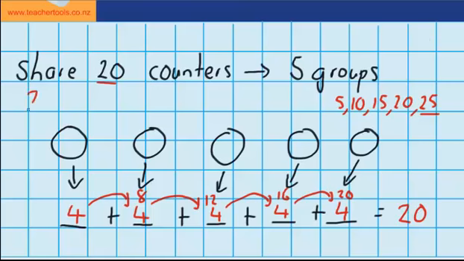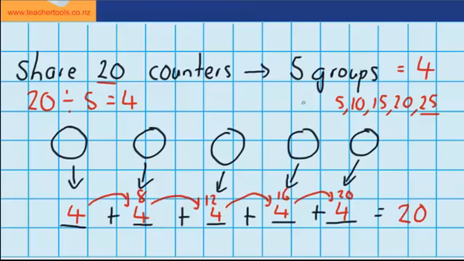So I can say 20 divided by 5 equals 4. Or, if I had 20 counters I wanted to share into 5 groups, I would have to put 4 counters in every group.